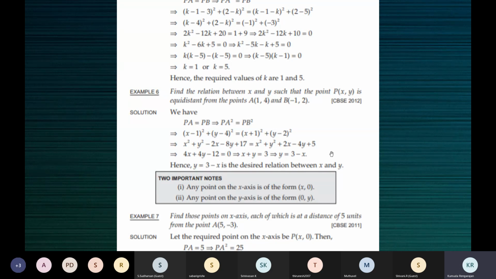If it is a subjective question, then the preference is to leave the relation in the standard form. Because it's a linear equation, just leave it in the standard form. You can either leave it like x plus y is equal to 3 or x plus y minus 3 is equal to 0.